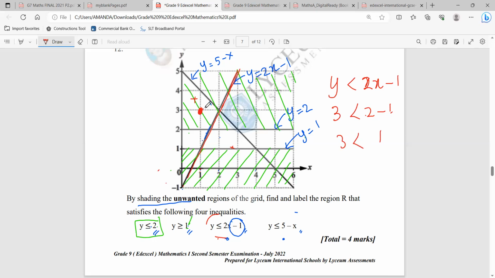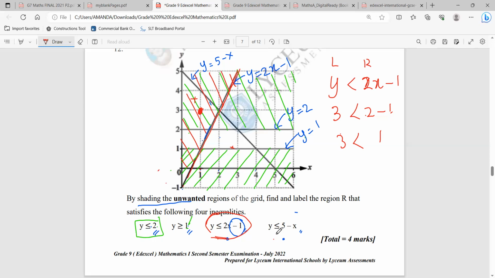So this is the unwanted area, because according to the condition they have given, the left hand side should be less than the right hand side. Now here the left side is bigger. That means this is the unwanted area. I'm going to color this area. All the coordinates above that line are unwanted. Right? Now we got one more to go.